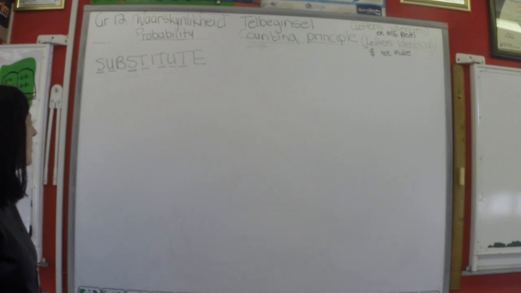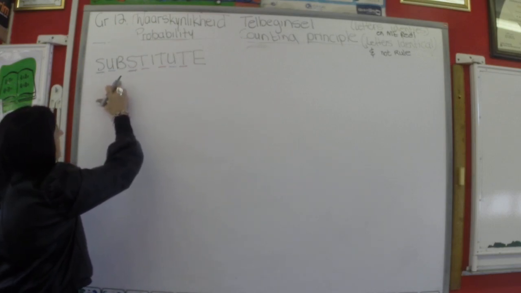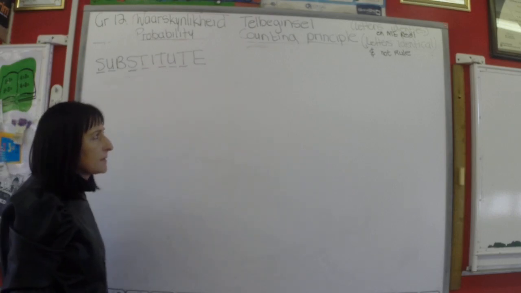For example, the word substitute. We can clearly see that in the word substitute there's two identical S's. Daar is 2 U's en dan is daar ook 3 T's wat identies is.